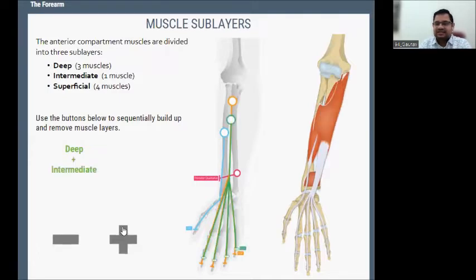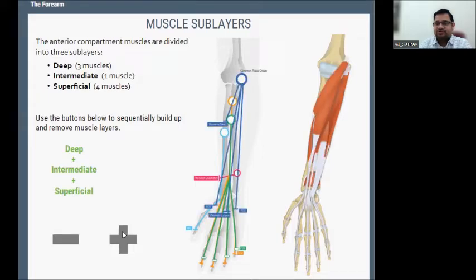Then on the intermediate side, only one muscle, as already told. This whole one is the one muscle. It is flexor digitorum superficialis. The name is superficial, but it is present in the intermediate compartment. In some books, it is considered to be the superficial muscle only, but in some books, it is said to be in the intermediate group.